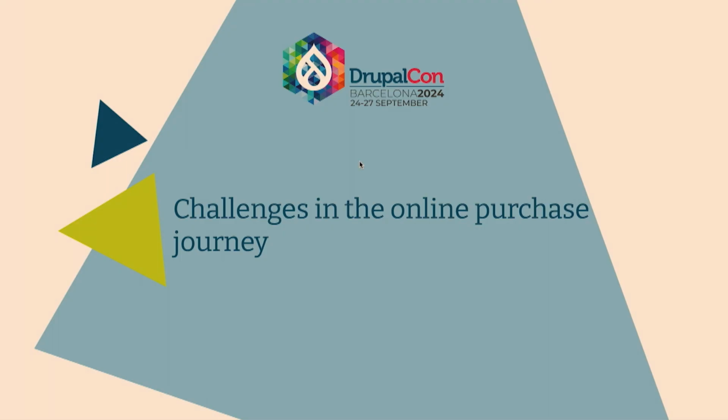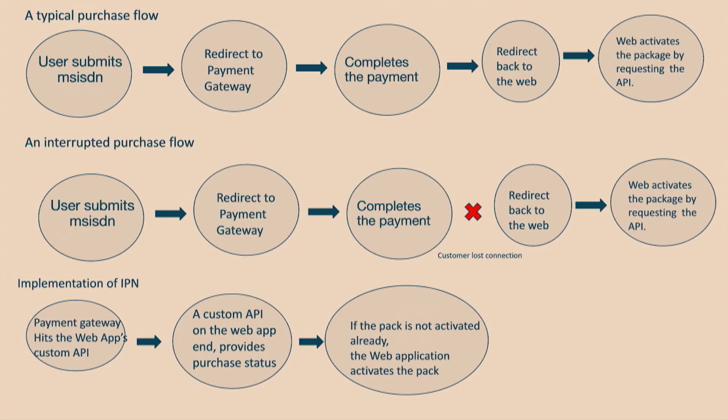Now let's discuss the challenges in the online purchase journey. As we discussed, there are frequent internet outages that we face. So what happens during a typical purchase flow? The user enters the MSISDN, then the user is redirected to the payment gateway. In the payment gateway, the user completes the payment. After completing the payment, the user is again redirected to the web application, and the web application then activates the package by requesting the CRM.